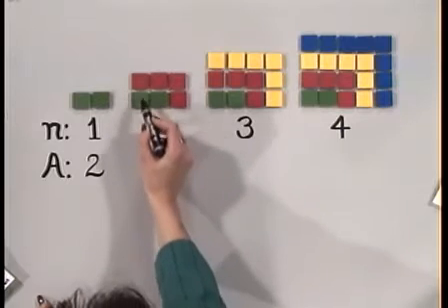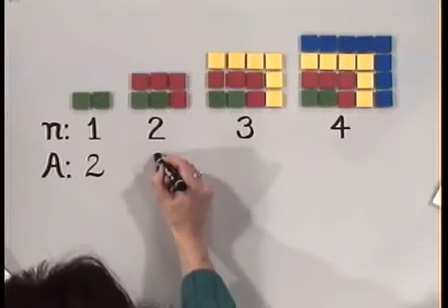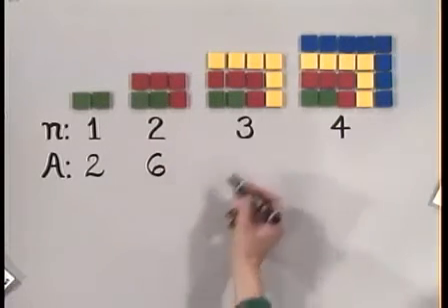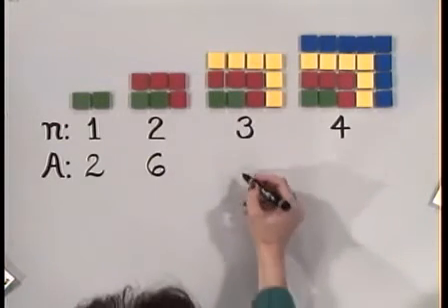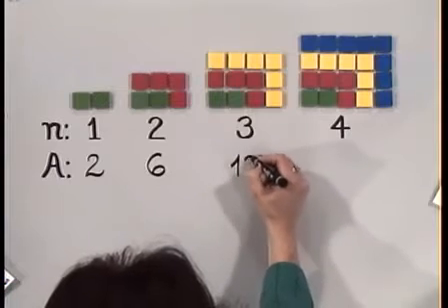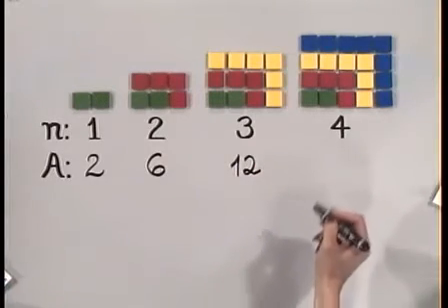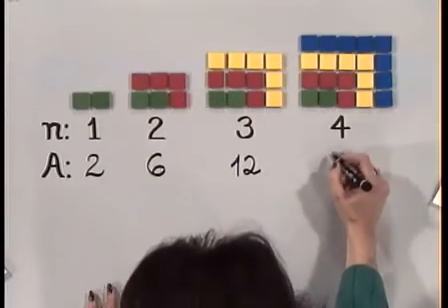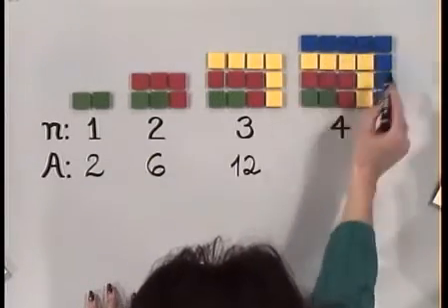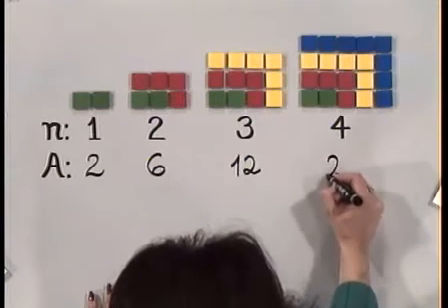Figure 2 has 2 rows of 3 or 6. Figure 3 has 3 rows of 4 or 12. Figure 4 has 4 rows of 5 or 20. If you see 1, 2, 3, 4, 5 times 4 is 20.